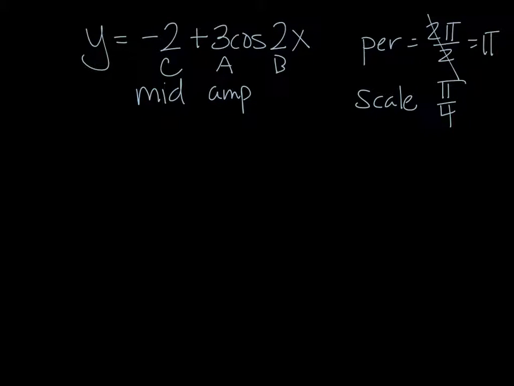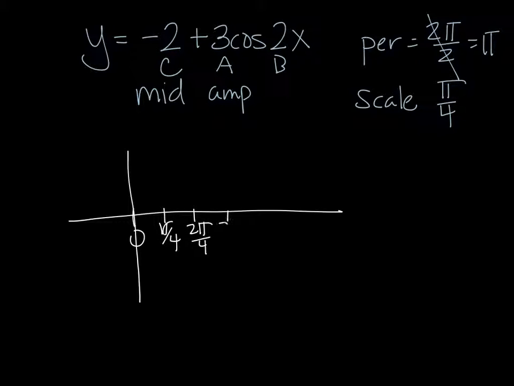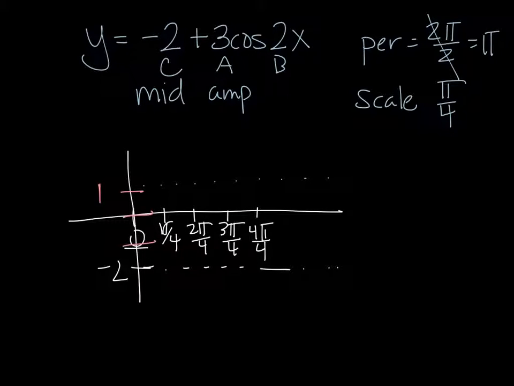So on my graph, I'm going to count 0, pi over 4, 2 pi over 4, 3 pi over 4, 4 pi over 4. My middle was -2. So the middle of my graph will be down here. My amplitude was 3, so that means I'm going to count 1, 2, 3 spaces up to +1 for the top, and 1, 2, 3 spaces down to -5 for the bottom.